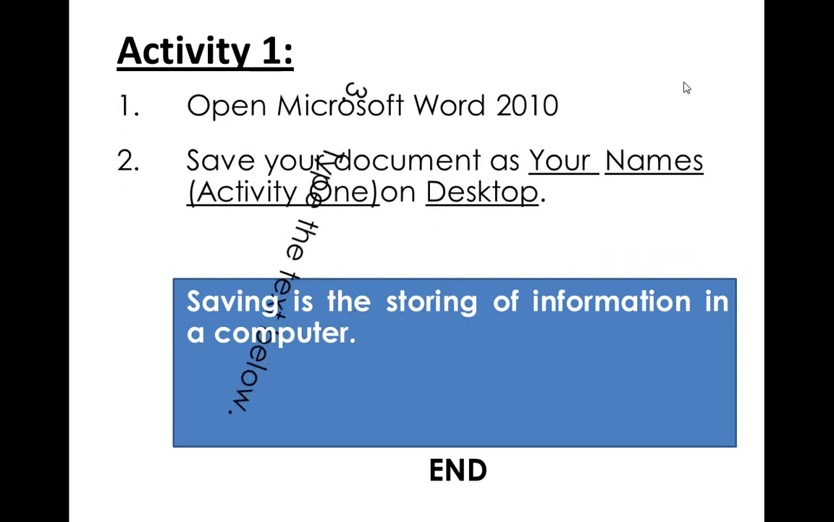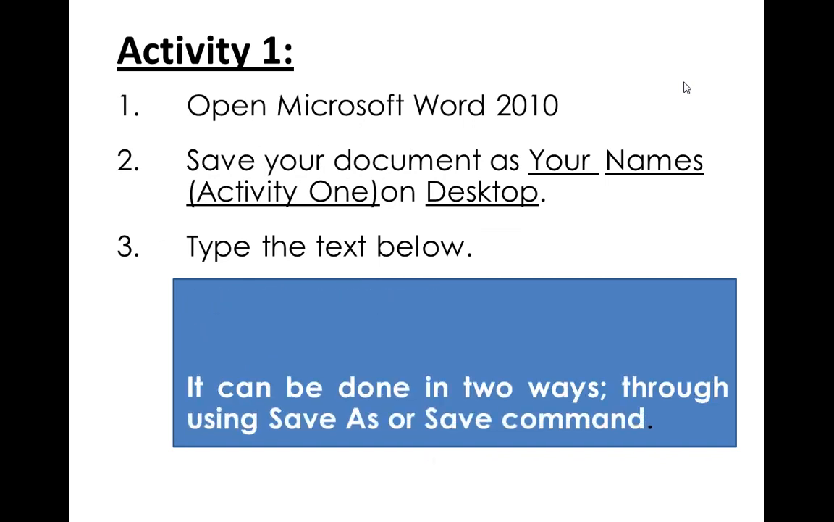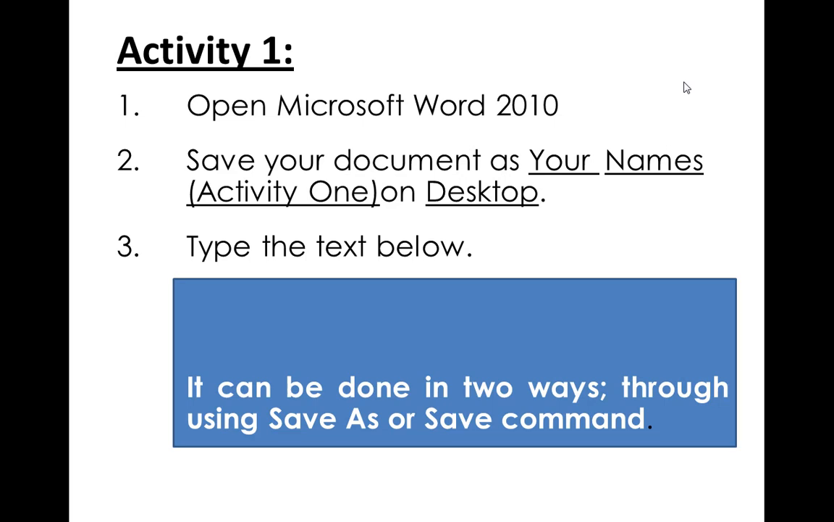That is the activity you're going to do for me. You are going to open Microsoft Office Word 2010. You try to save your document as your names in bracket activity 1 on a location called desktop, and below is the text you want to type. Do it, try it. Nice time.